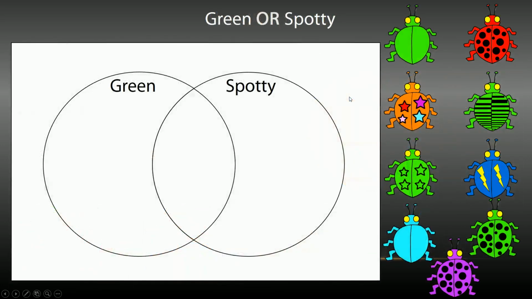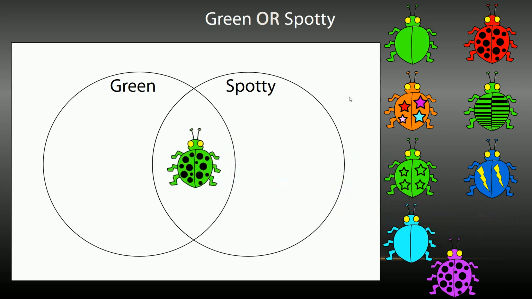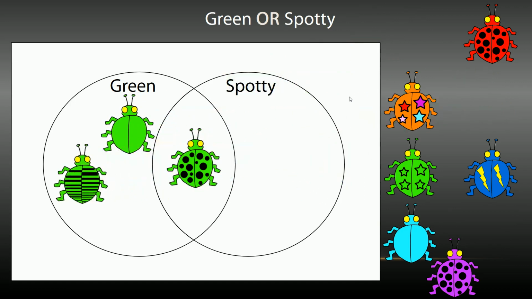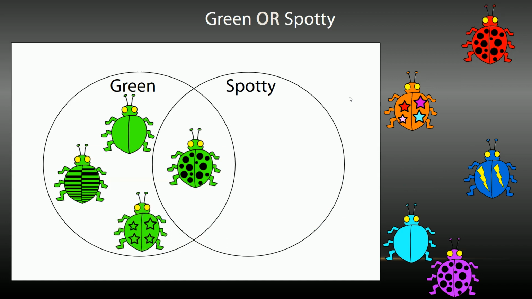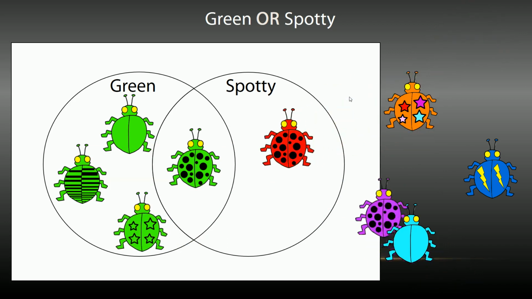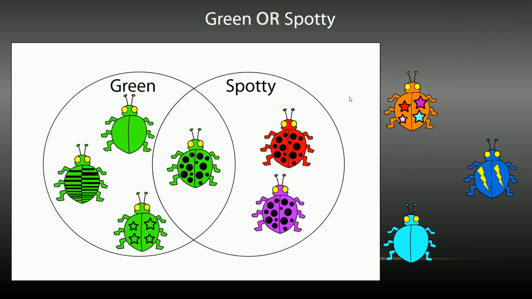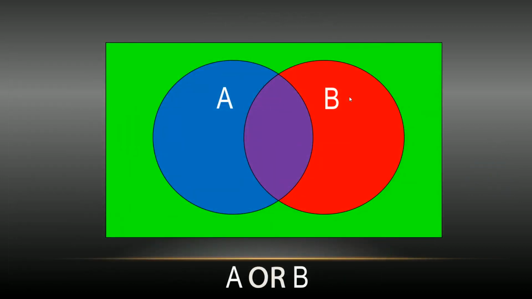Okay, so anything that's green or spotty, well, straight away the green and spotty is the first thing. Then all the green bugs, they would be the other part that's green or spotty because it is green. Okay, and then anything that's spotty would be the rest. So when you hear the word or, it means that it can include and just has to meet one of those conditions. It has to be green or spotty. So have a look at this image and just have a think about what colors would be A or B. Okay, just pause the video and come back once you've had a bit of a think.